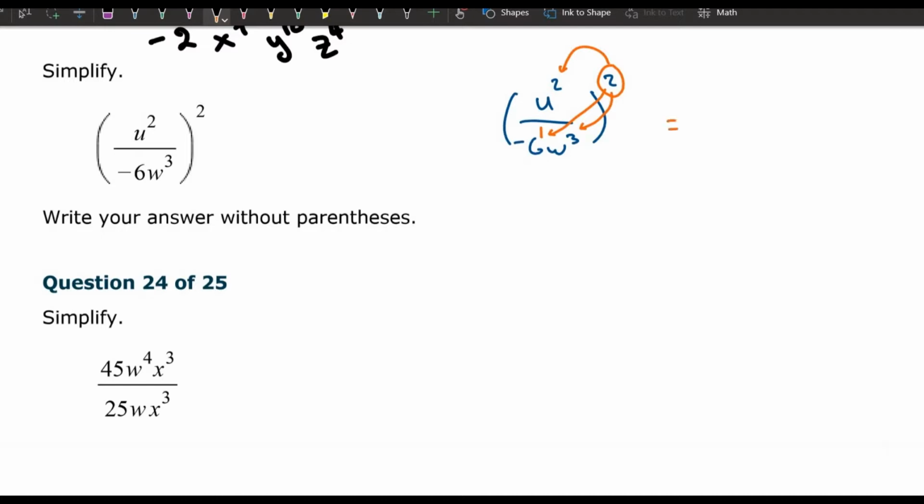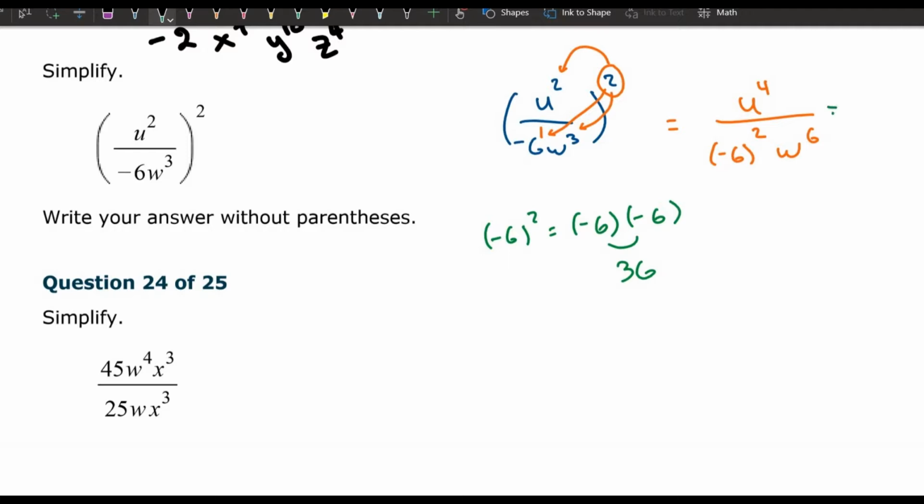So that will give us u to the fourth, negative 6 to the second power, w to the 6, right? Because 3 times 2 is 6. Now negative 6 squared is negative 6 times negative 6, which is positive 36. So our final answer is u to the fourth power, 36 w to the sixth power. That's it.